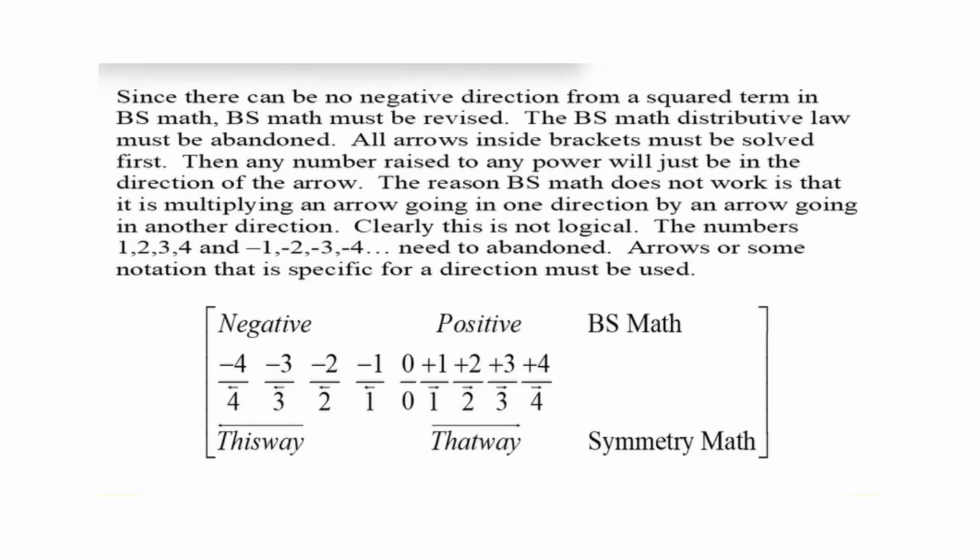All arrows inside brackets must be solved first. Then any number raised to any power will just be in the direction of the arrow. The reason BS math does not work is that it is multiplying an arrow going in one direction by an arrow going in another direction. Clearly, this is not logical. The numbers 1, 2, 3, and 4, and minus 1, minus 2, minus 3, and minus 4 need to be abandoned. Arrows or some notation that is specific for a direction must be used. BS math is on top with their negative and positive, and symmetry math is on bottom with simply a number and an arrow.